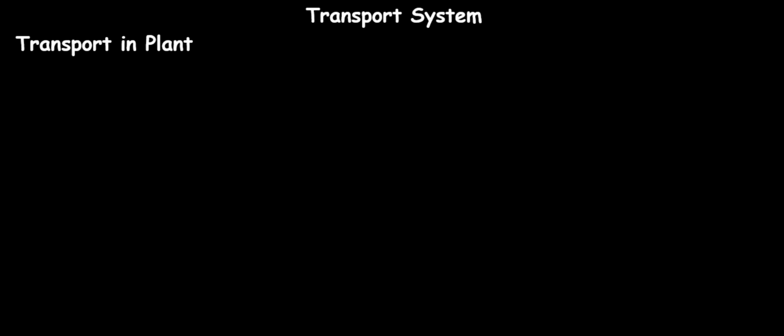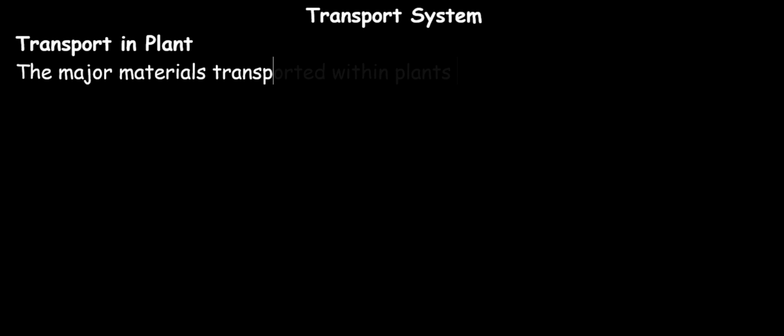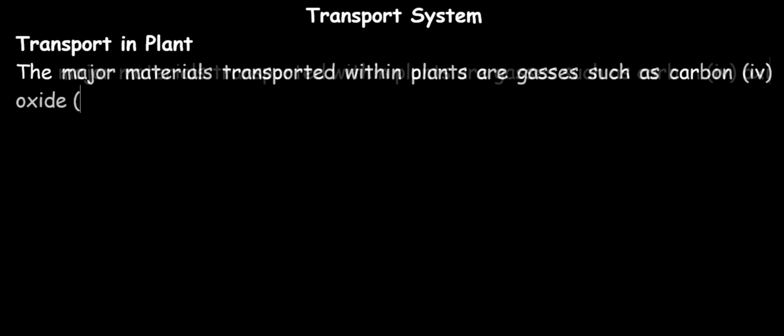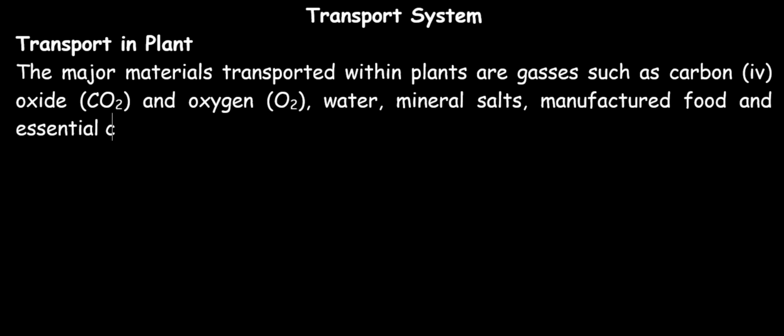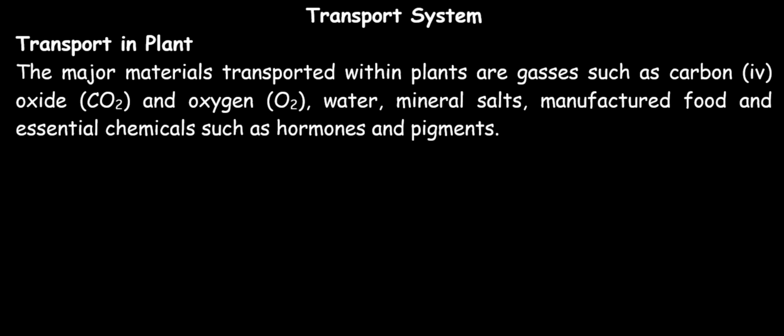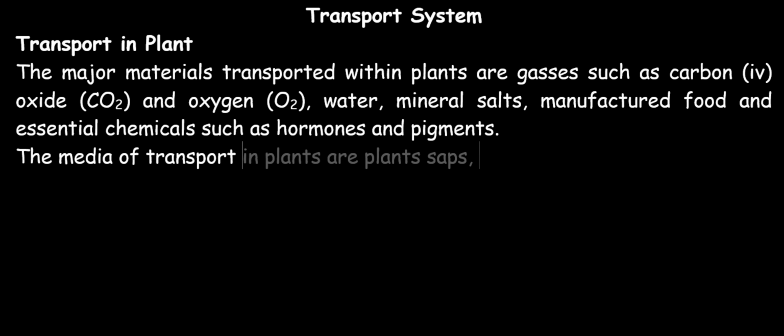The major materials transported within plants include gases such as carbon dioxide and oxygen. We have water, mineral salts, manufactured food, and essential chemicals such as hormones and pigments. The media of transport in plants are plant saps, cell sap, and cytoplasm.